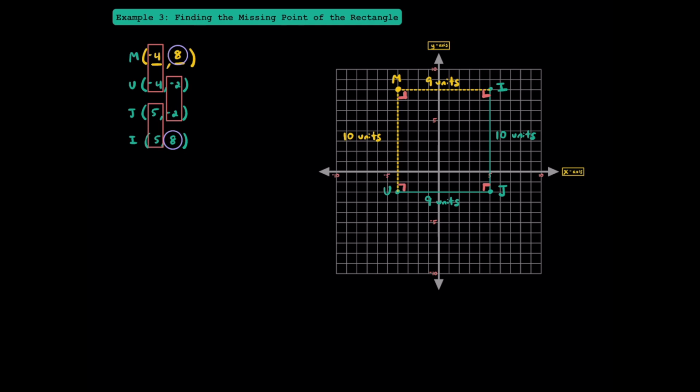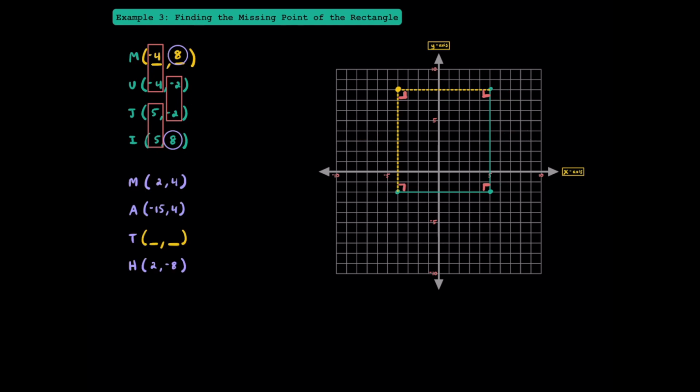Now you have to ask yourself if you think that this is just a coincidence or if this is actually a rule that we can use for future problems. Points that are left and right of each other will always have matching y values. And points above and below each other will always have matching x values. If your points are written in order, they will always have matching values when they're next to each other. These x's match, these y's match, and these x's match, and since M and I connect, these 8s would match as well.